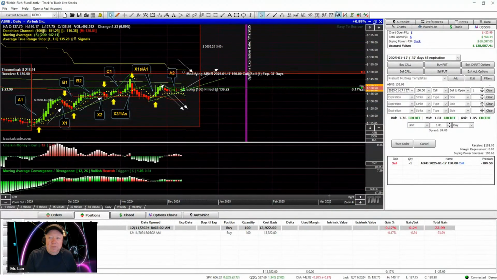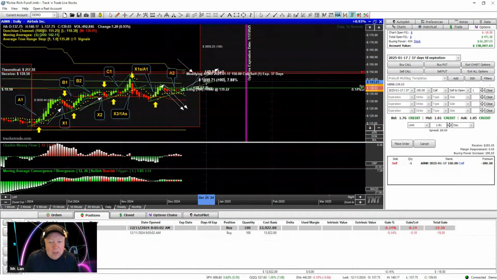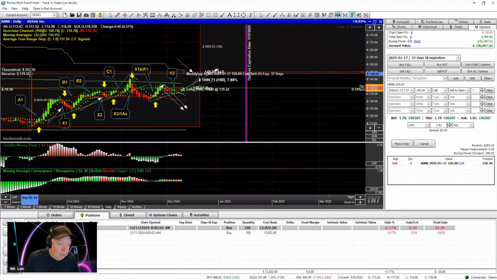You're going to capture the difference between where the market's currently trading on 100 shares up to the covered call. You'll make $1,000 on the long position. The covered call is going to give you $178. That's just a traditional covered call.